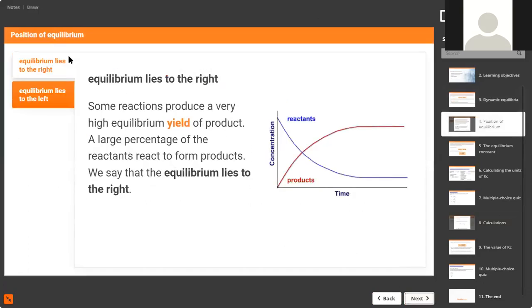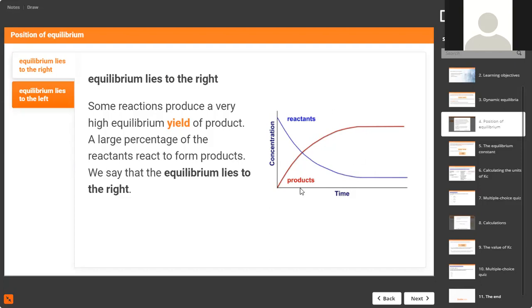So what happens if our equilibrium lies to the right? Some reactions produce a very, very high equilibrium yield of product, so we get lots and lots of product being produced. A large percentage of the reactants react to form products, so we say that the equilibrium lies to the right. Just because we're making the same amount both ways doesn't necessarily mean that we get the same yield both ways. If our equilibrium lies to the right, we're going to have a higher equilibrium yield of products.